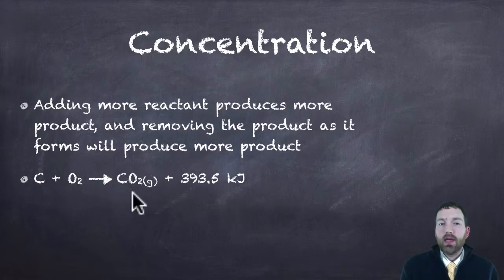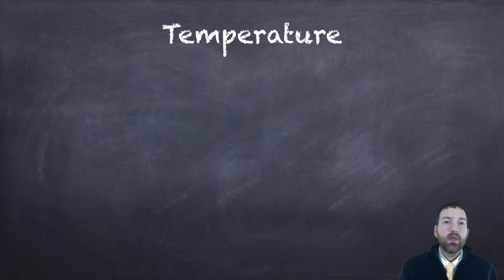But as the carbon dioxide builds up, the reaction is going to slow down or stop. So if I remove this carbon dioxide, if I had a way of siphoning the carbon dioxide away from this reaction as it was being formed, it would also shift the equilibrium position to the right and keep producing more product at a faster rate.